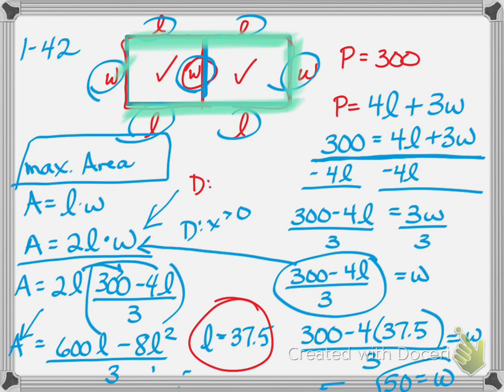The domain would be all the x's between 0 and 150. Can't use 150. We can't let it be less than or equal to, because if it was 150, there would be no width at all. So that would be great too. Interval notation, we would use parentheses for the smallest to the largest value. And we use parentheses and not brackets because we can't include 0 and 150.